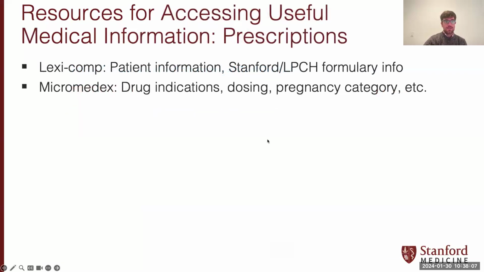Another one that can be accessed through Lane Library are sort of prescription information. So the two that I really like are Lexicomp and Micromedex. And actually UpToDate has sort of engulfed a lot of this prescription information as well. So all of this has information about when to give these medications, how to give these medications, and what medications are actually available within the Stanford pharmacy.